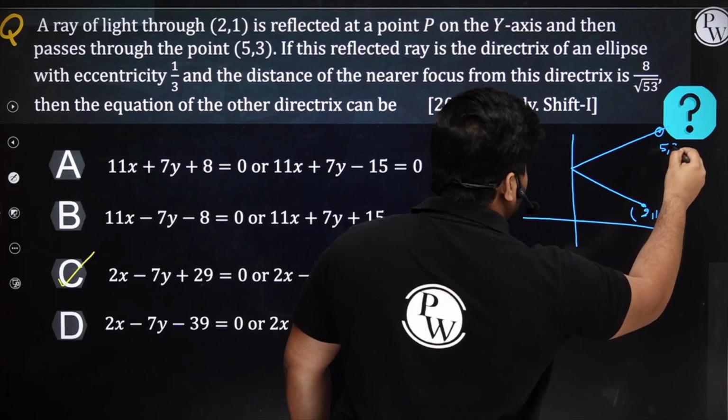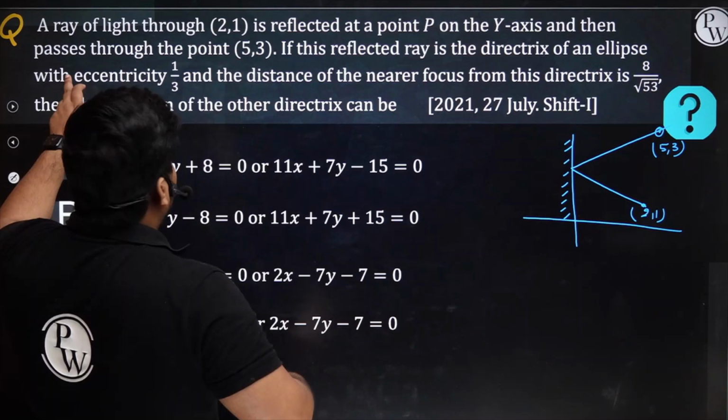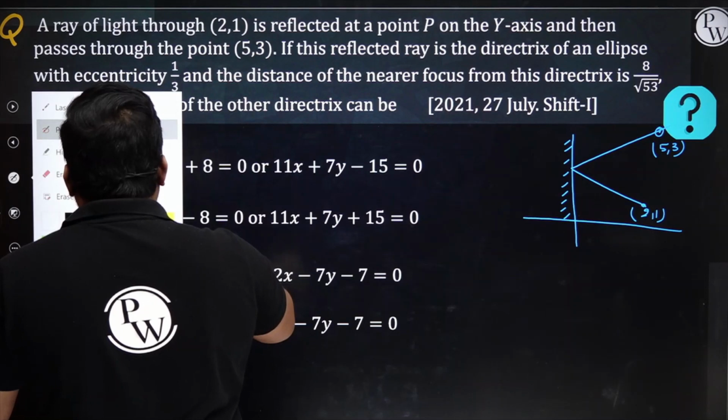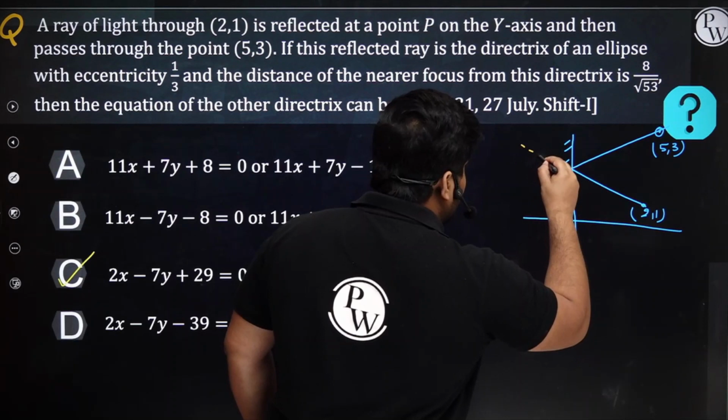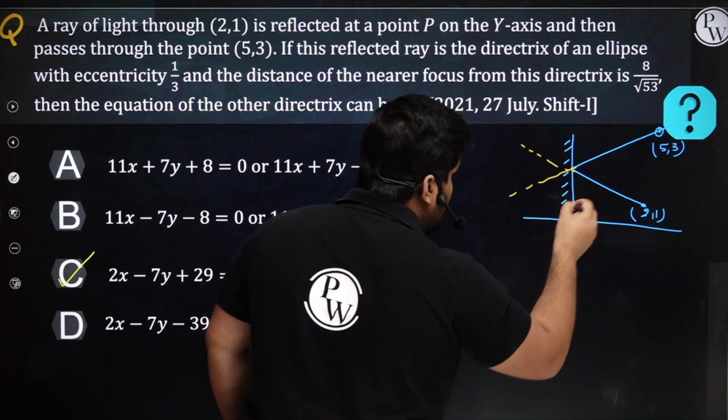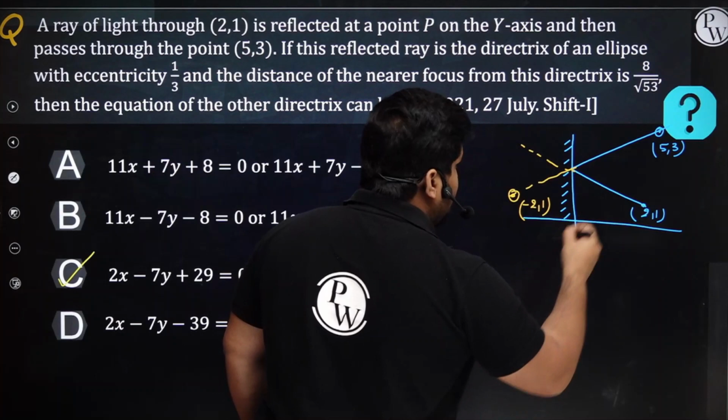The y-axis is acting as a mirror. Now what is next? It passes through (5,3). If this reflected ray is the directrix of an ellipse, let's find out the equation of the reflected ray. If you extend these rays, the image of (2,1) about the y-axis is (-2,1). Now this will be lying on the same reflected ray by the reflection property.